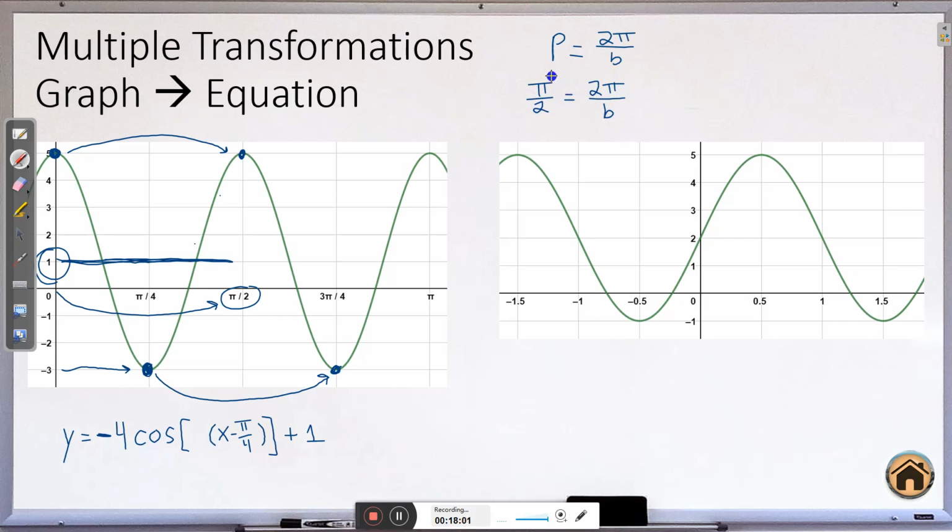So really quick here, we can cross multiply. We have pi times b is equal to 4 pi. Divide by pi on both sides to get rid of it. And you're left with b equals 4. So there we have our b value. And we have completed our equation.